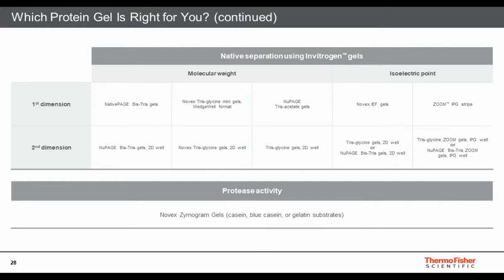So if your application requires the use of non-denaturing conditions or native separation, we offer native gel options in Bis-Tris, Tris-Glycine, and Tris-Acetate chemistry. We also offer options in Bis-Tris and Tris-Glycine chemistry for isoelectric focusing and two-dimension gel electrophoresis experiments. For protease activity applications, we also offer the zymogram gels.